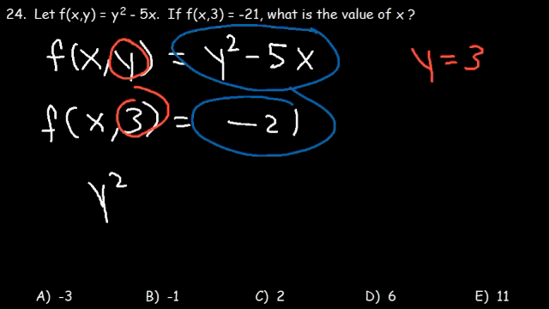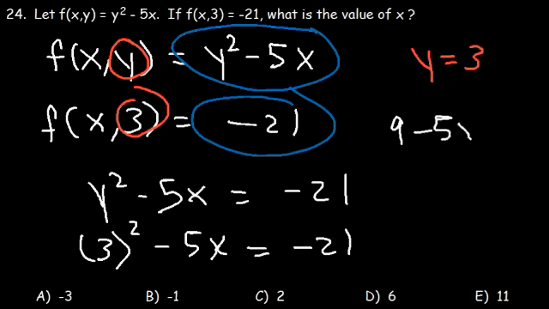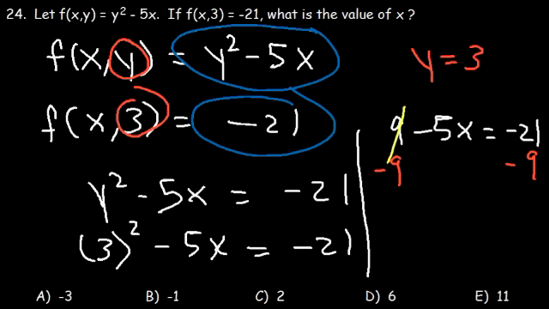So y squared minus 5x is equal to negative 21. And we know that y is 3. So this will allow us to solve for x. 3 squared is equal to 9. And we're going to subtract both sides by 9. So negative 21 minus 9 is equal to negative 30.